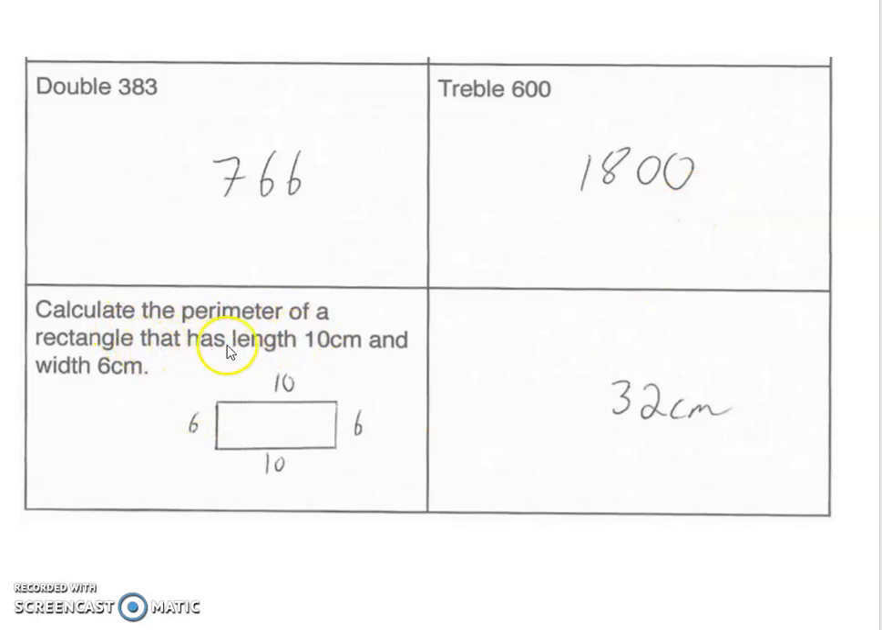Calculate the perimeter of a rectangle that has a length of 10 and a width of 6. So the best thing to always do here is to do a little sketch, as you can see here. We have a length of 10, so our longer side is 10, and our shorter side is 6. Perimeter means the distance all the way around. So we do 10 plus 10 plus 6 plus 6, and that gives us 32 centimetres, because perimeter is a length, a distance. So you would only have it in centimetres, not centimetres squared, because that's area, and not centimetres cubed, because that's for volume.